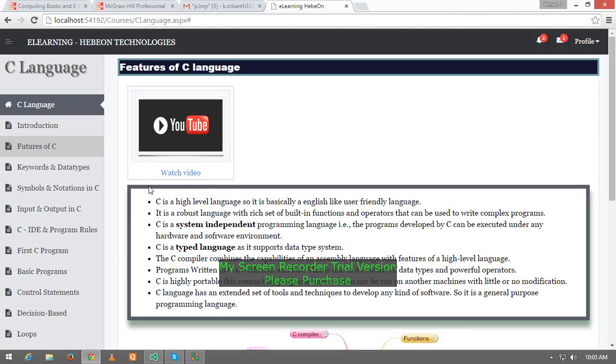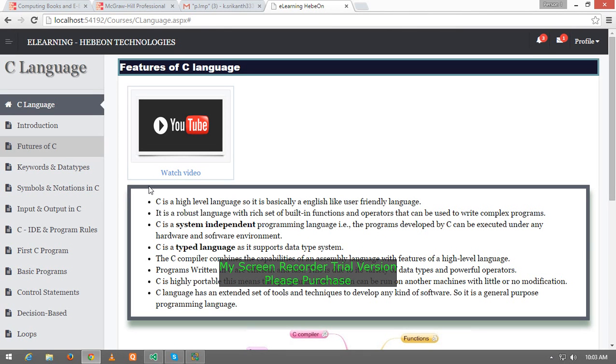Hello everyone. In this page we'll see the features of C language. C is a high level language, so it is basically easier for a user to remember and understand. Why? Because it is more like an English-like language. So the user can easily understand and remember the keywords and notational statements that we make use of in C.